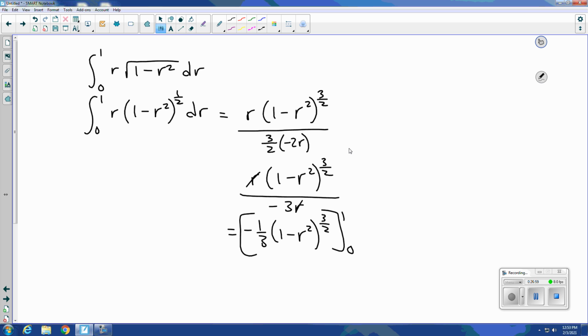This is our antiderivative. We're evaluating from 0 to 1, so I don't have to change the lower and upper bound because we are working with the original variables. We didn't use a u substitution. So when I plug in 1, that in the parentheses is going to go to 0, so the whole value is going to go to 0. If I plug in 0, it's going to be 1 to the 3/2, which is 1, so minus 1/3, and we get that positive 1/3 again.